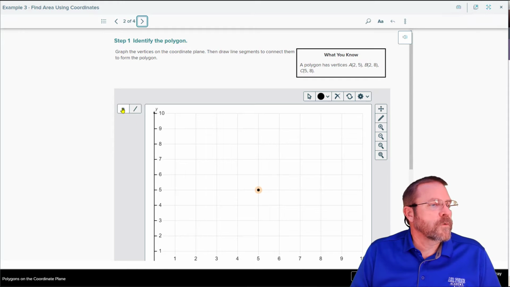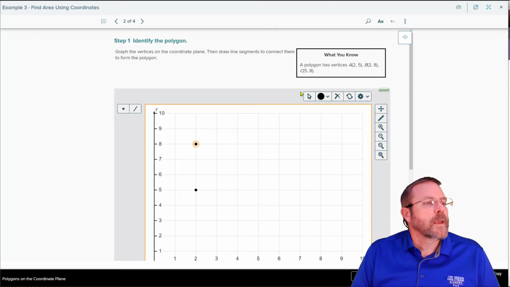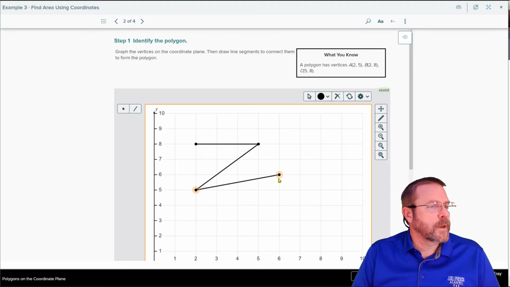So my first point is going to be at (2, 5), so I've got (2, 5) right there. My second point is going to be at (2, 8). So we're going to put it at 2, 8, which is right there. And my third point is going to be at (5, 8), so it's going to be at 5, 8 right there. And then we have to connect those different points with lines. There's one line, and here's the second line, and here's my third line.